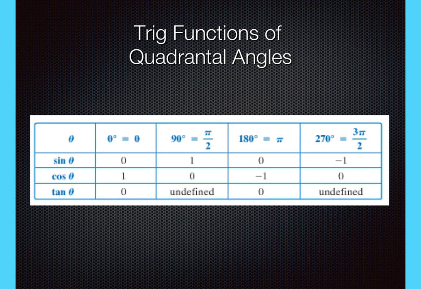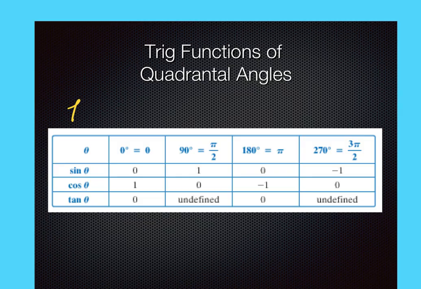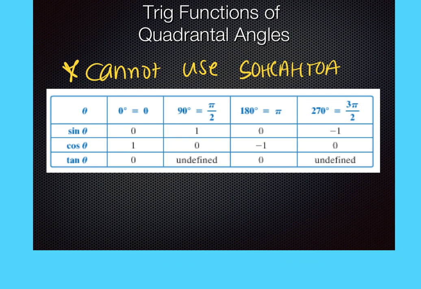All right. The trig functions of quadrant angles. This is where you cannot use SOHCAHTOA. You cannot find the sine at 90 degrees using a right triangle because the opposite and the hypotenuse are the same side. You cannot find the tangent of 180 degrees because that's a flat line. So these you have to know your quadrant angles for.